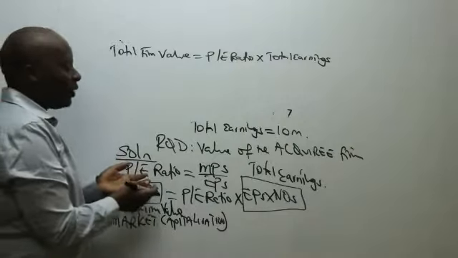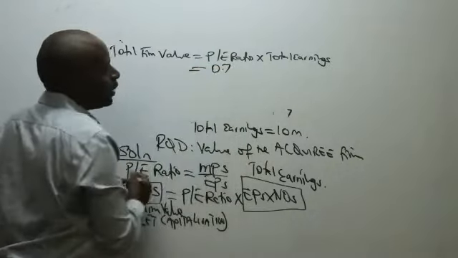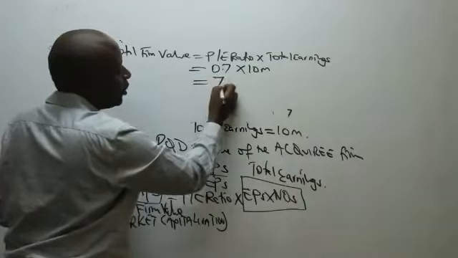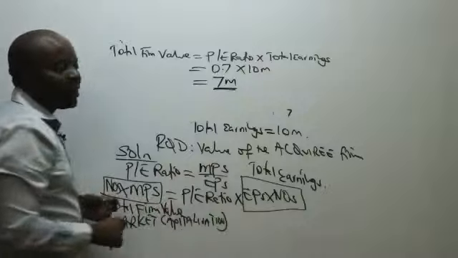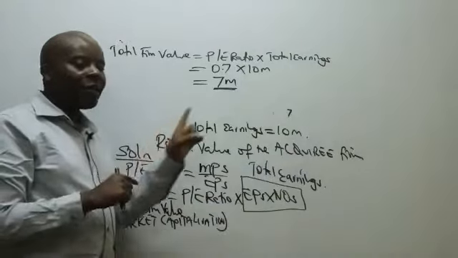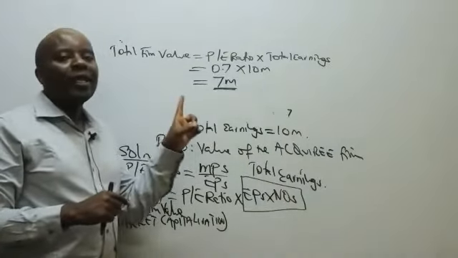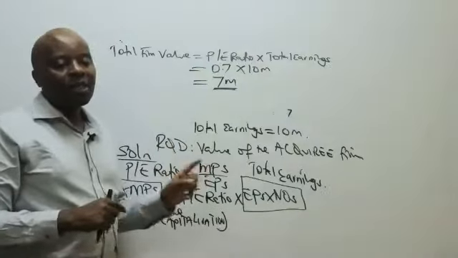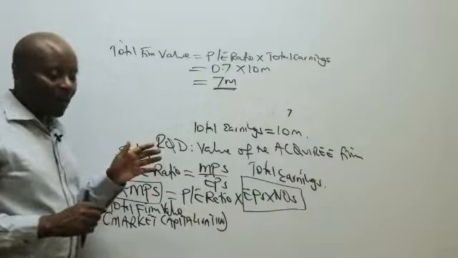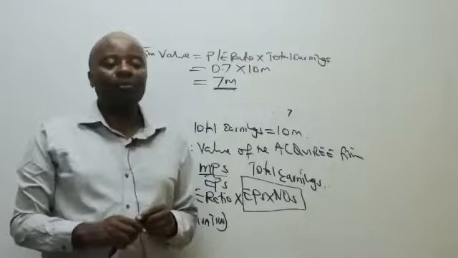So the PE ratio given here, was it 0.7? The PE ratio is 0.7 times the total earnings of the firm, which is 10 million. So then this will give us a value of how much? 7 million. So there is no way I will be able to give more than 7 million for this organization. To acquire this organization, I can't give more than 7 million. 7 million becomes what here? Maximum. 7 million becomes maximum.